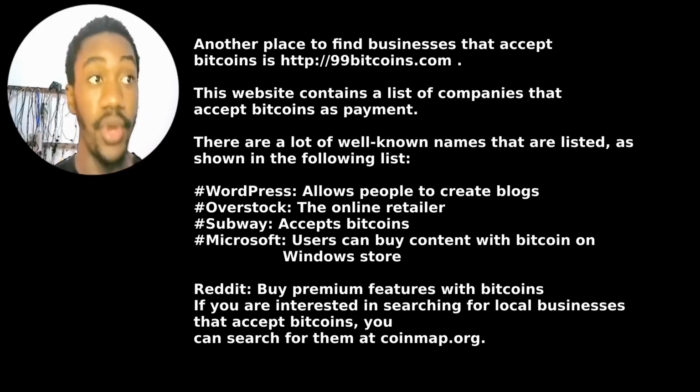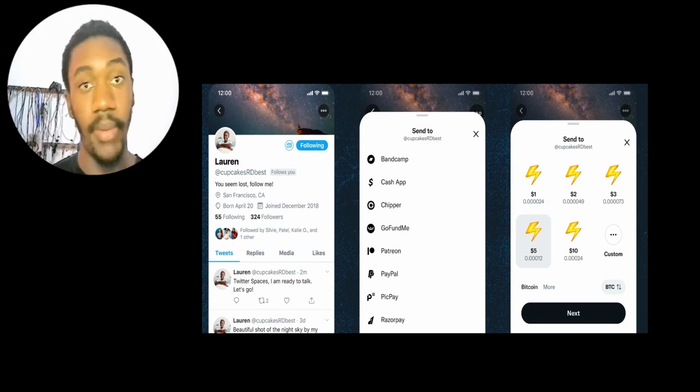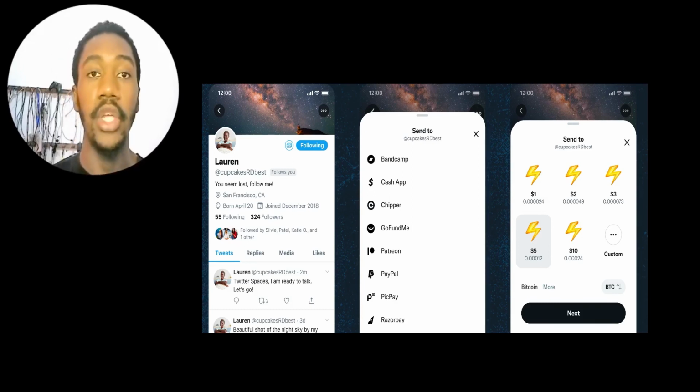Today you also have Twitter, so you can send Bitcoin on Twitter to another person. Let's say you want to share Bitcoin with somebody and send Bitcoin to somebody on Twitter. You can do it today by just adding your address on your Twitter profile. That's the evolution. A few years ago it was not possible, but that is the evolution.